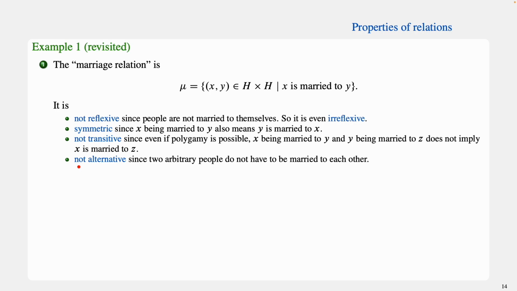It is not alternative, because alternative would require that any two arbitrary people picked from the set H would have to be married to each other, and that is clearly not the case. Now the second relation we had in our first example was the taller relation. So we call this relation tau. It's the set of pairs xy taken from the human being set, where being contained in the set tau means that x is taller than y.